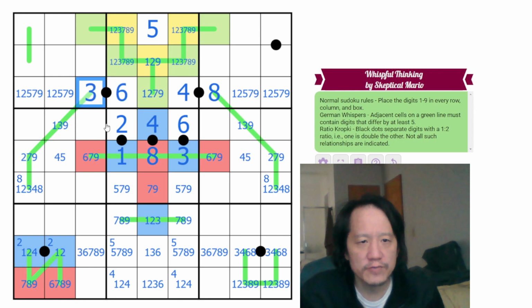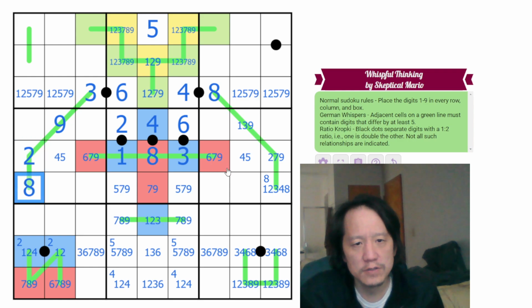This would be 6, obviously. This would be 3. 3 would be with 9. So this would be with 1 or 3. Therefore, this would be 2. This would be 8. So far, it's all looking kosher. This would be 4. This could not be 2, so this would have to be 2.